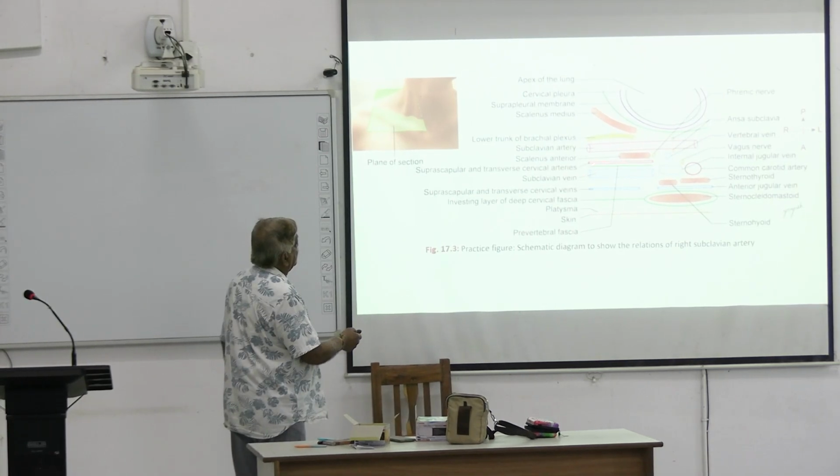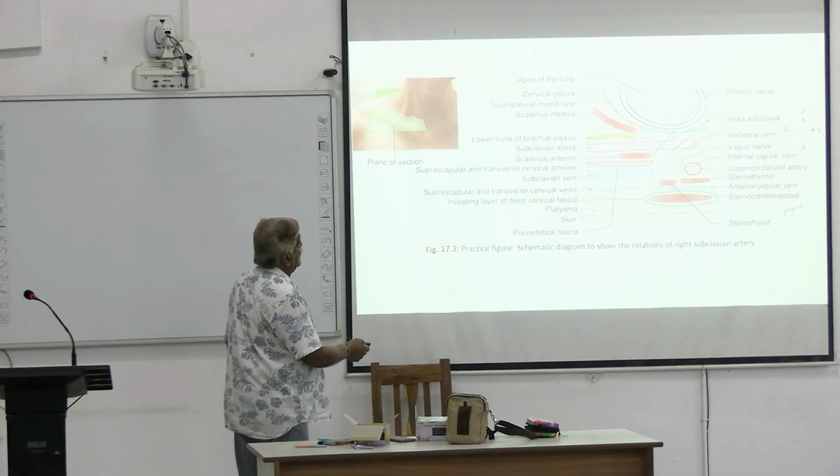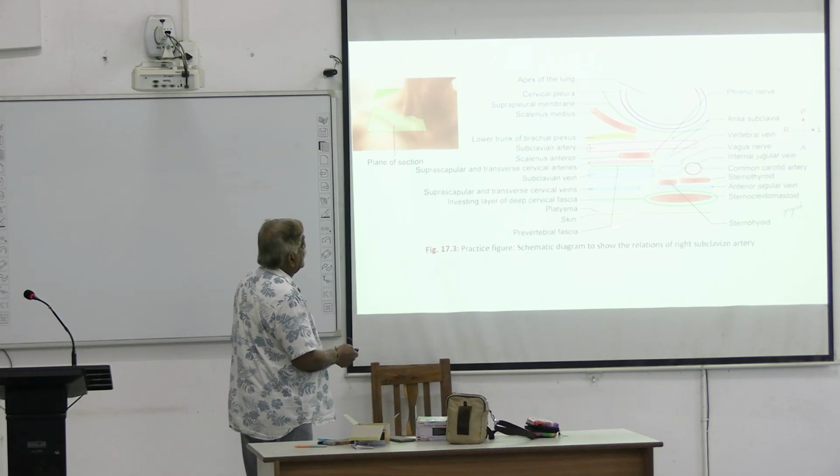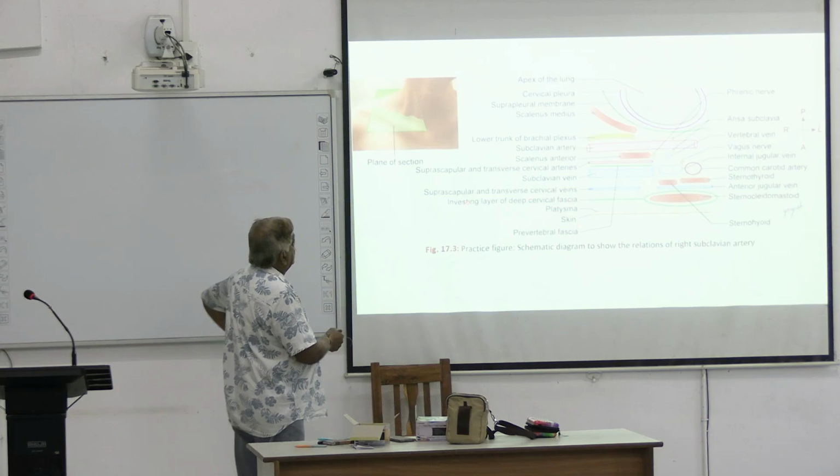This is the prevertebral fascia, the green. The fascia are in green. The brown is muscle, yellow is nerves. And now, the investing layer of deep cervical fascia.